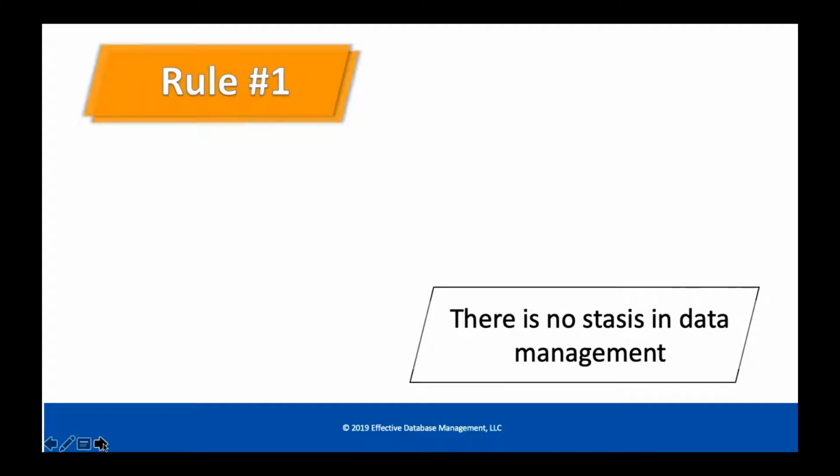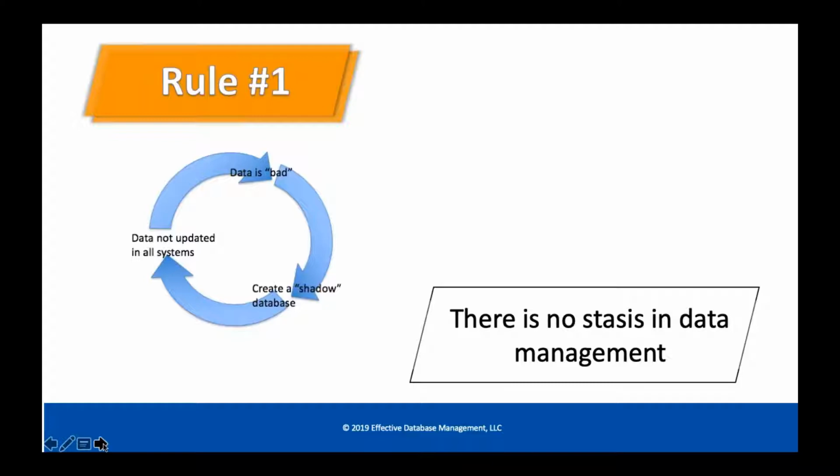Either your data is getting better, perhaps incrementally, but it's getting better, or it's getting worse. There really is no middle ground when it comes to managing data. That can be illustrated by these two images here. This first image is what I call the cycle of doom, and it looks like this. The data is perceived as bad by your users, by your staff. As a result, your staff will start creating what I call shadow databases. We'll talk a little bit later about shadow databases, but they're creating lists outside of your primary system, maybe in spreadsheets, maybe in Outlook groups, maybe in a simple Access database. They're managing lists outside of your primary system because they perceive the data in the primary system to be bad.